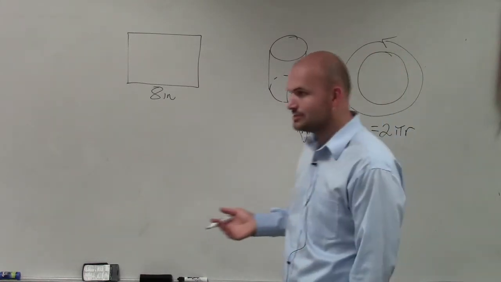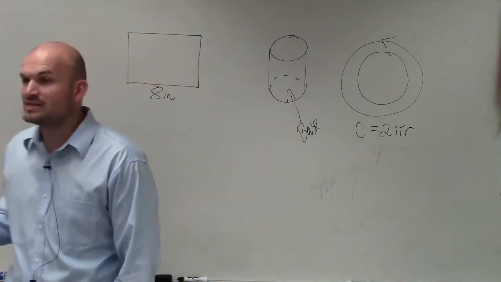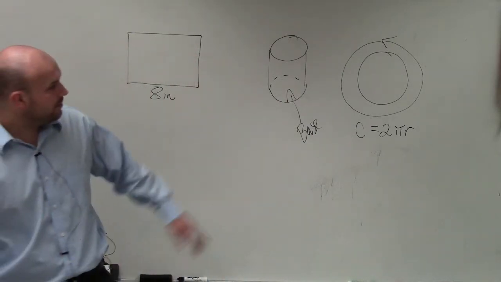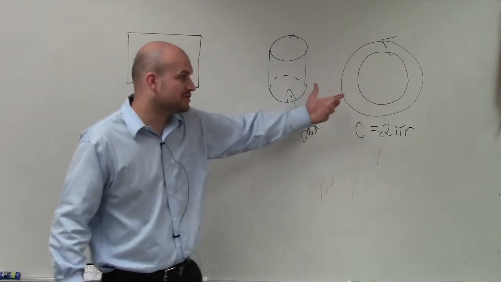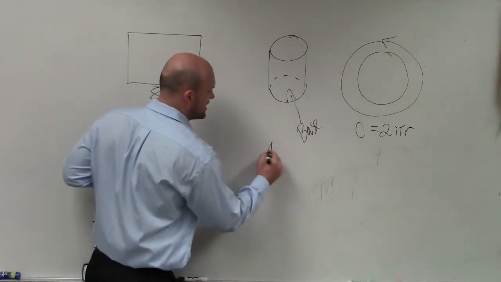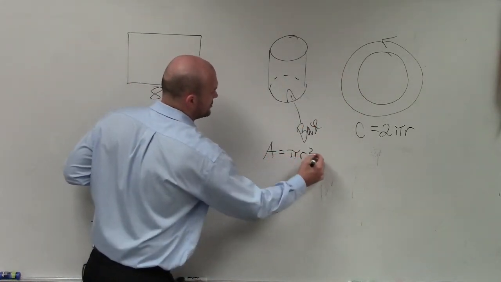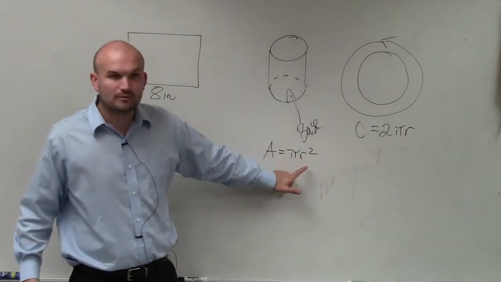Now, is that what they're asking us to do? No, they're asking us for the area of a circle. So, I'm sorry, the area of the base. So, ladies and gentlemen, we need to figure out the area of the base, which is area equals pi r squared. The problem is we don't know the radius.